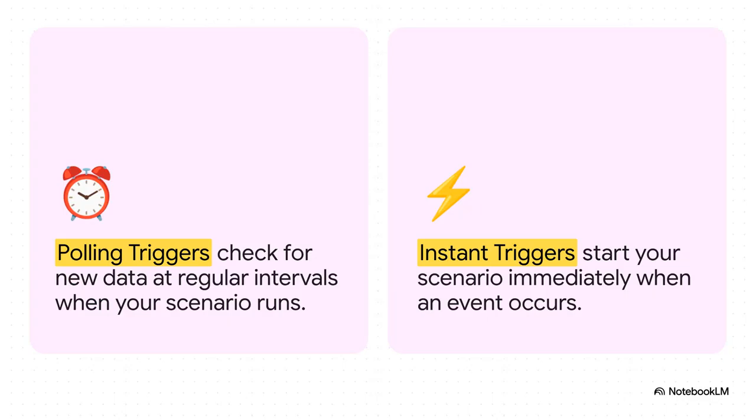And that trigger can work in two main ways. A polling trigger is kind of like someone tapping you on the shoulder every 15 minutes asking, "Anything new yet? Anything new yet?" It just checks on a set schedule. But an instant trigger, that's like a direct hotline. The moment something happens, your workflow runs. It's the difference between checking your mailbox once a day and getting an instant delivery notification on your phone.